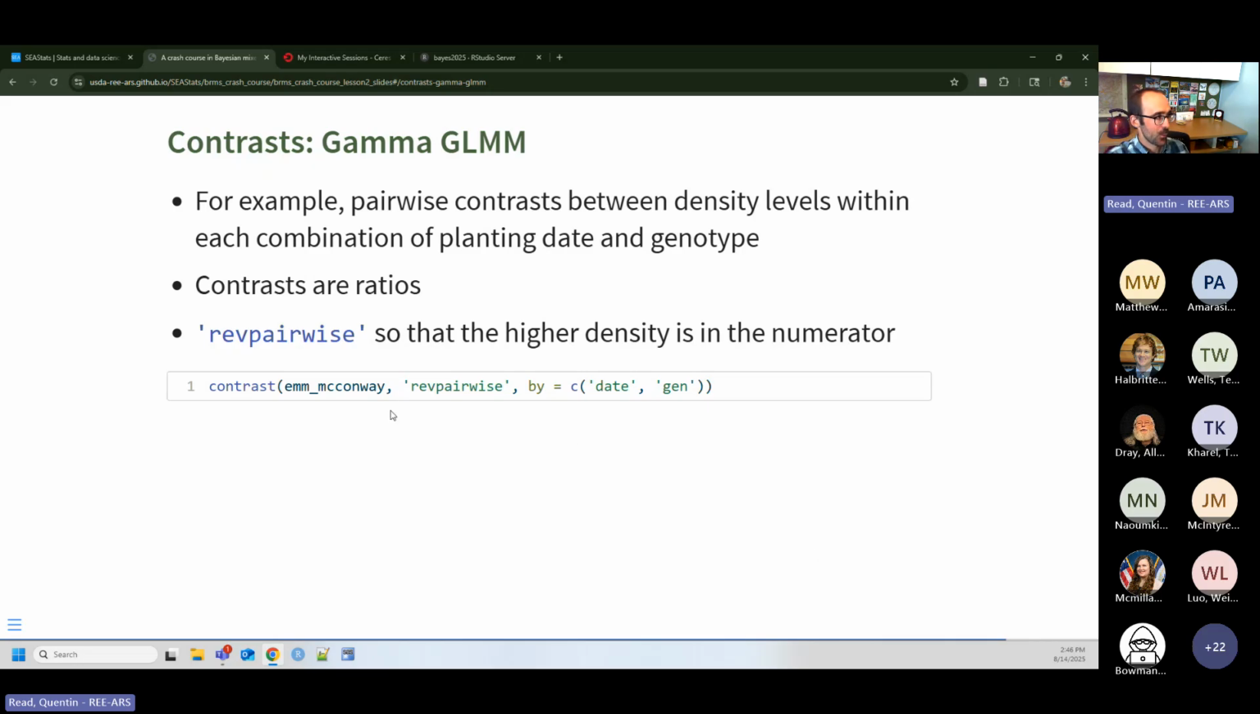And so let's say we wanted contrasts between each level of density for every combination of date and genotype, this is how we would do it. And I do rev pairwise for reverse pairwise, and that will put the higher density on the numerator, which I think makes more sense, so that the ratios are greater than 1, like 5 times higher, not 0.2. That's more interpretable. So we'll get contrasts between each level of density by each combination of date and genotype.